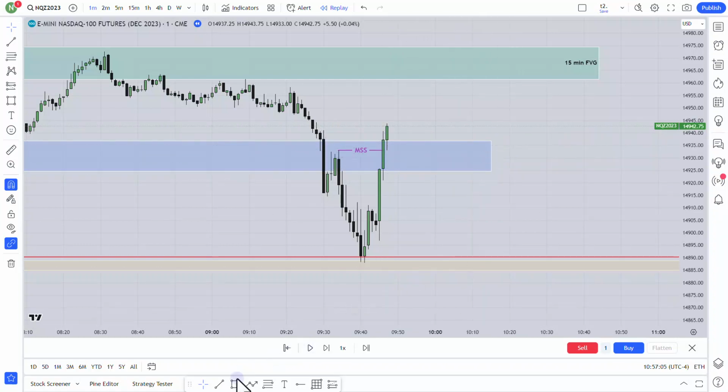And now there are two fair value gaps. One is here and the other one is here.